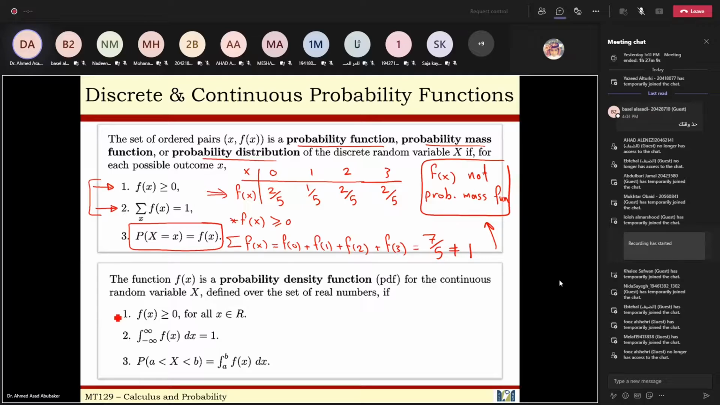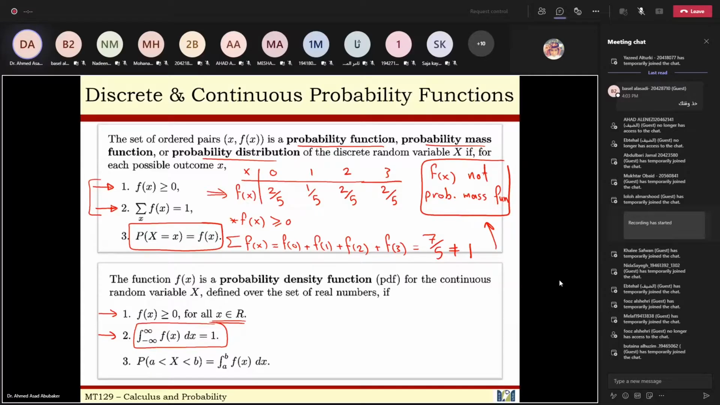But if we have continuous, the same: f of x greater than or equal to 0 for all x in R, but we cannot find the summation because we cannot count the values of x. So using integration, the integral from minus infinity to infinity of f of x must be equal to 1. Okay.